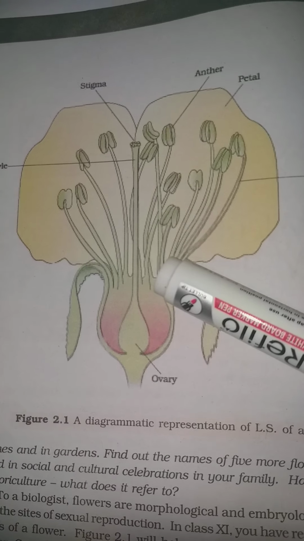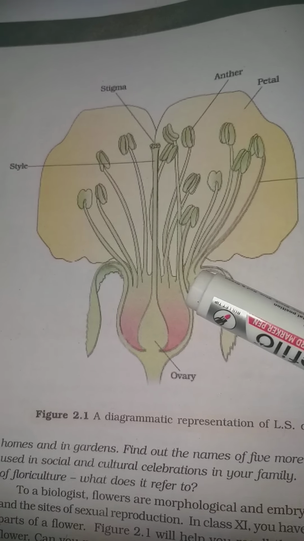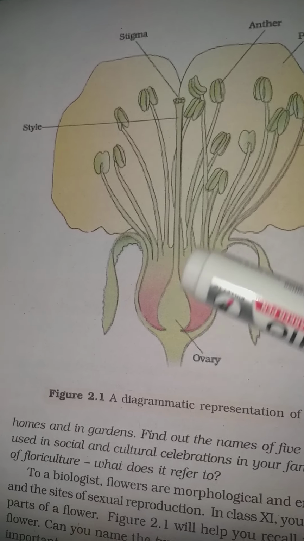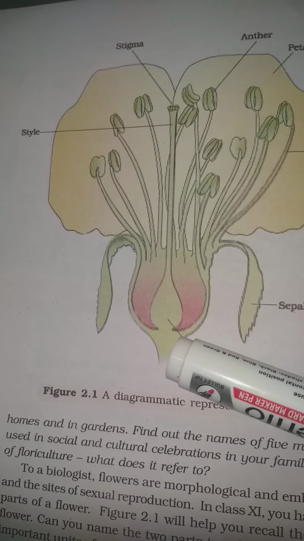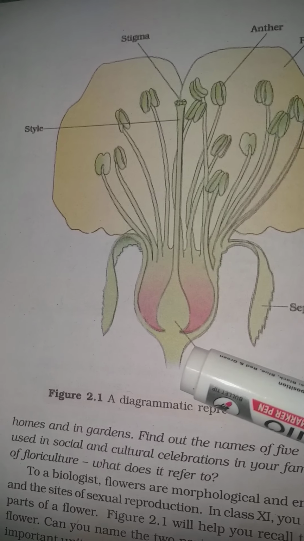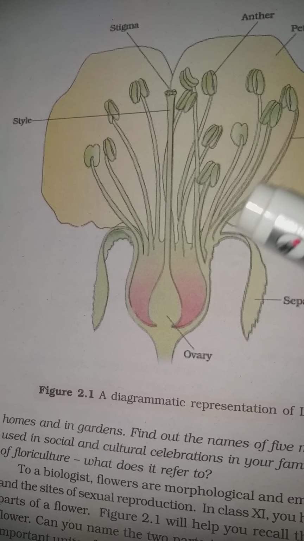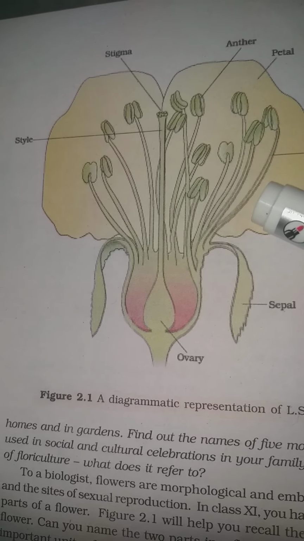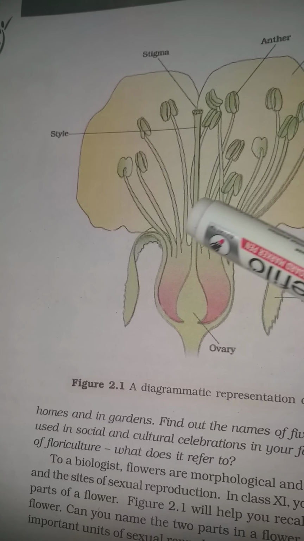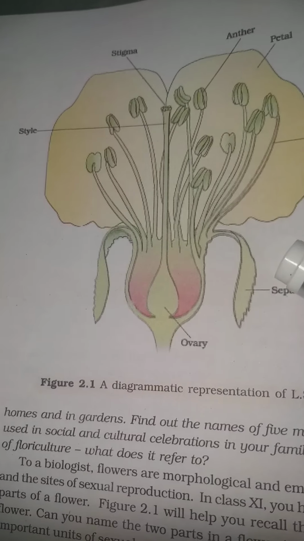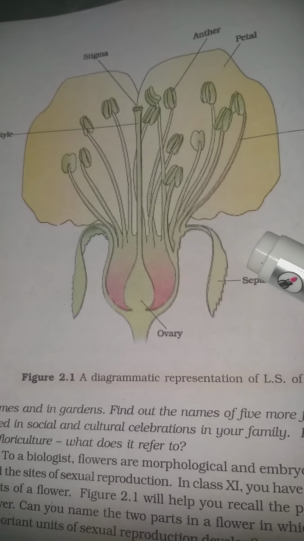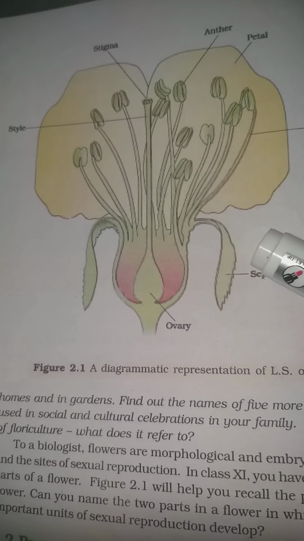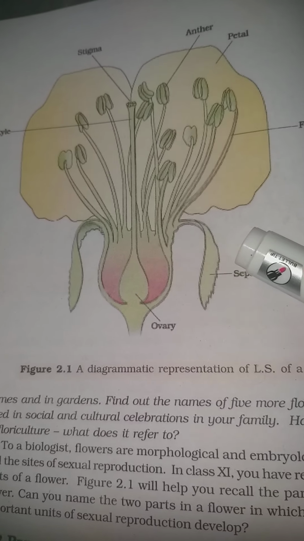Now inside, the androecium and the gynoecium. That means the stigma, style and the ovary include the whole female unit. It may be known as a pistil or it may be known as a gynoecium. And here you see the anther and the filament. Together, the anthers and the filaments, which are numerous in number, make up the androecium, the male unit. So these are the structures that are essential for sexual reproduction in a flower.